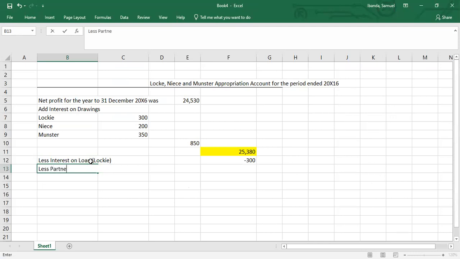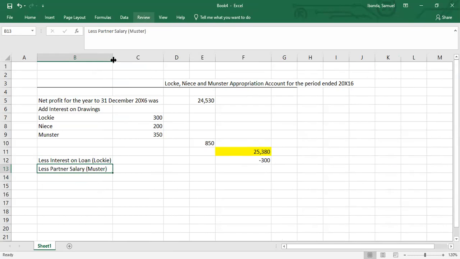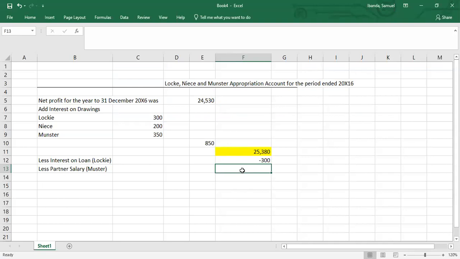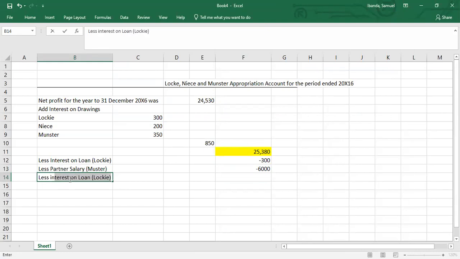Call it partner salary. Now, the salaries of other staff are actually deducted in the P&L, okay? So here you only deduct the partner salary, okay? And in this case, it is Monster. Monster is earning a salary of 6K, I think so. Yeah, 6,000, right there. So just come and deduct it here. 6,000. After I've done that, I should also less interest on what? Less interest on capital. If you don't understand anything, please let me know, okay?